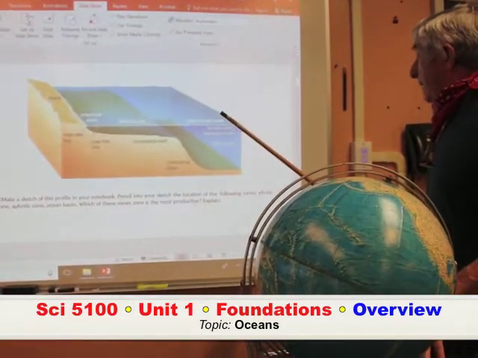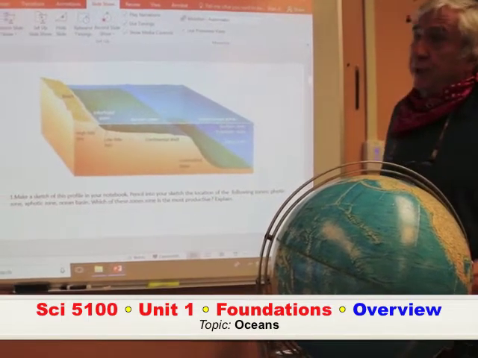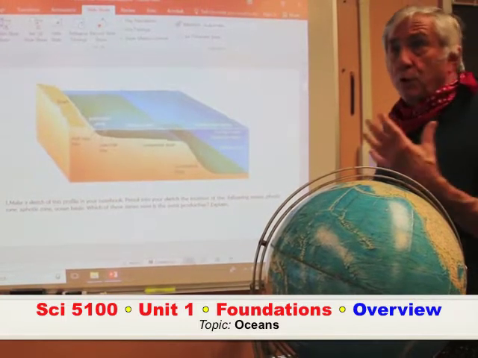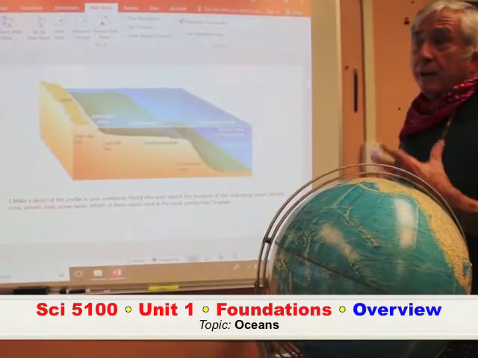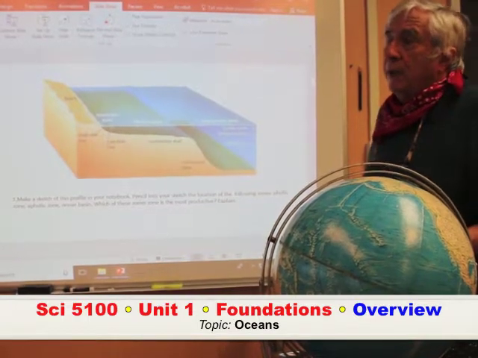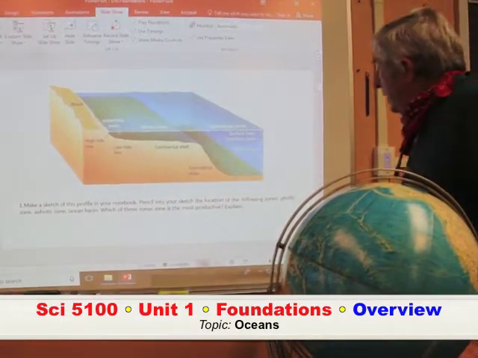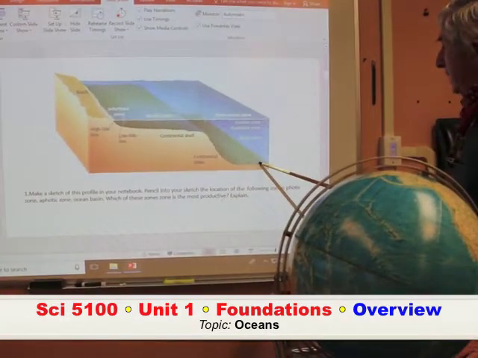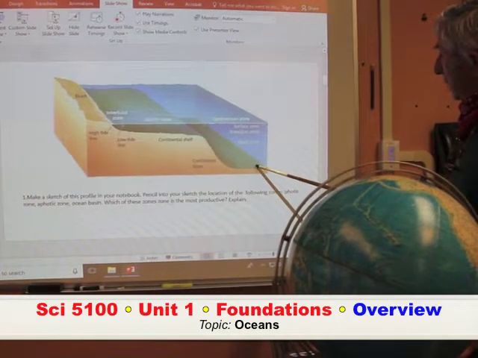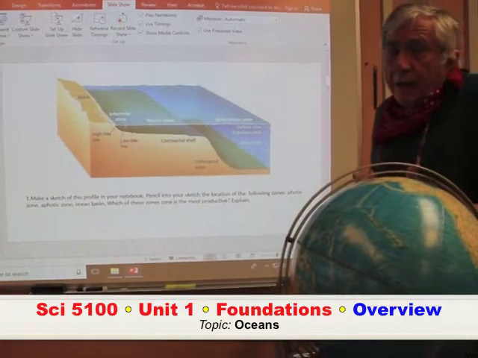Which area would have high productivity? Productivity is measured in two units, one called biomass and the other one called biodiversity. Biodiversity means how many different kinds of living things we find in one area, and biomass means the total weight of all the living things in a given area. So you'd want to compare these. And of course down here the conditions for life are very slim. We have very, very dark, since there's no light down there.